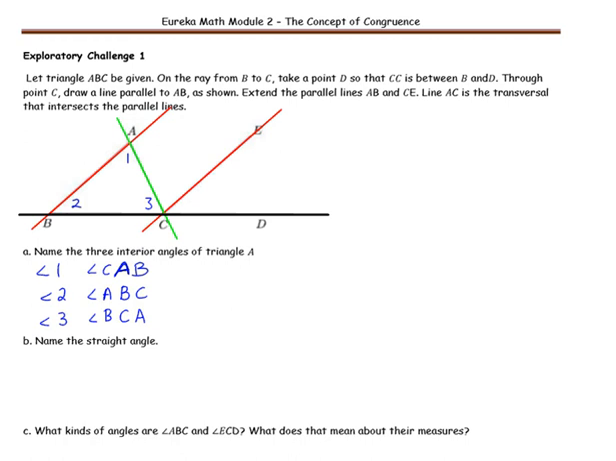Next, name the straight angle. So here on this straight line here, this is the straight angle. And our middle vertex will be our middle letter. So we can call this BCD or DCB. I'm going to call it angle BCD. And I'm also going to give it a name, line M.